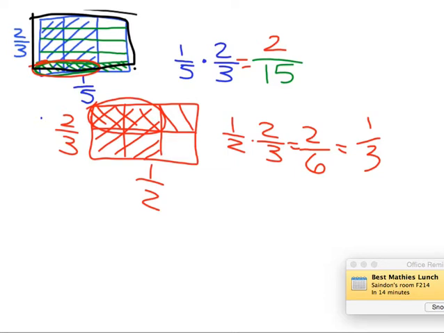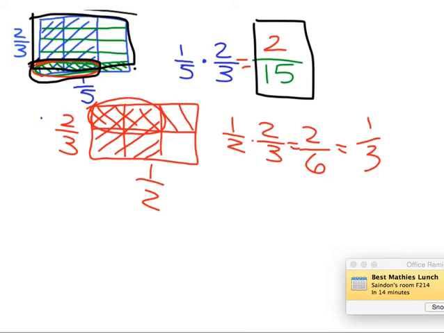Okay, the answer to a multiplication problem is, where is this double shaded? So if you see this part right here, that is the double shaded part, and that's going to be our answer. So 2/3 of 1/5 or 1/5 of 2/3 would be the same thing as 2/15, because there are 2 parts shaded out of 15 total parts.